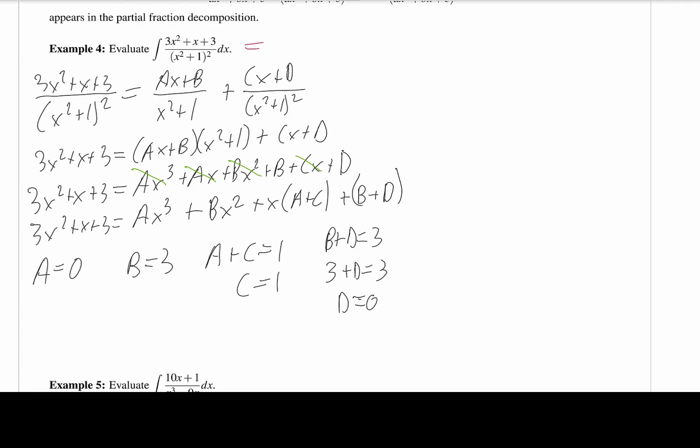So this will become, we'll have AX plus B. Well, A is 0 and B is 3, so this is 3 over x squared plus 1 plus CX plus D. So C is 1 and D is 0, so this is going to be X over x squared plus 1 squared. And so just for how we would do this, for this first part right here, this is going to be using our arctan rule. And then for the second part right here, this should be a u sub of u equals x squared plus 1.